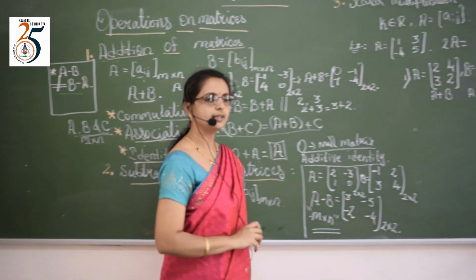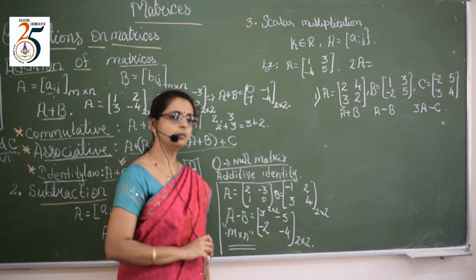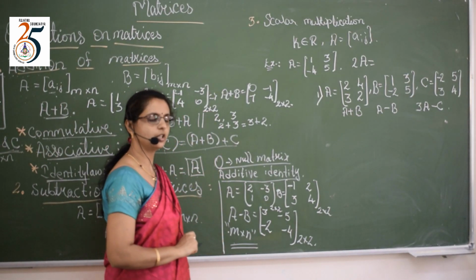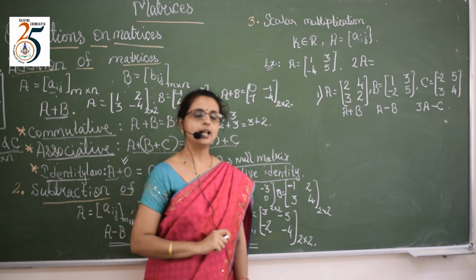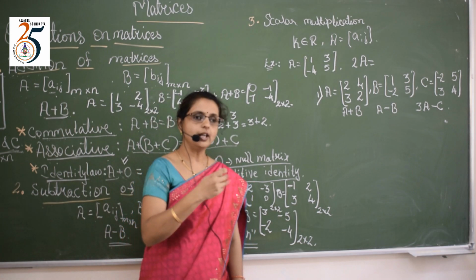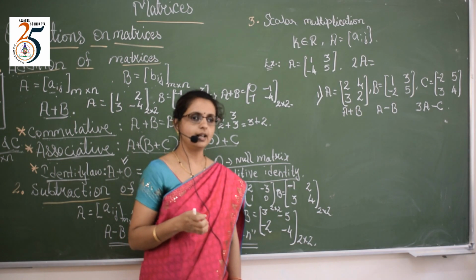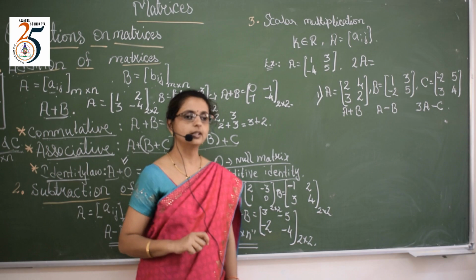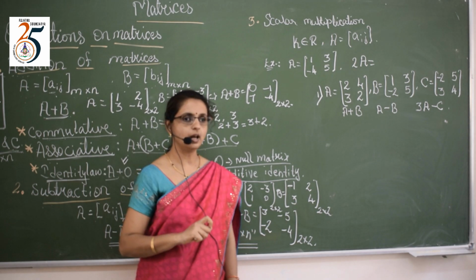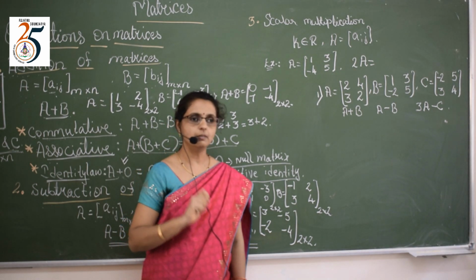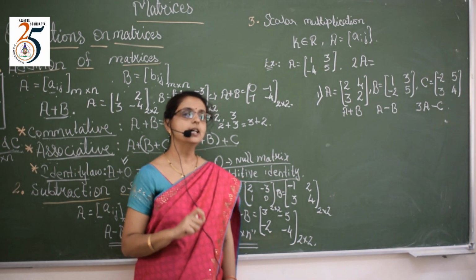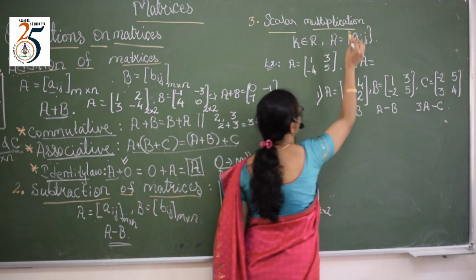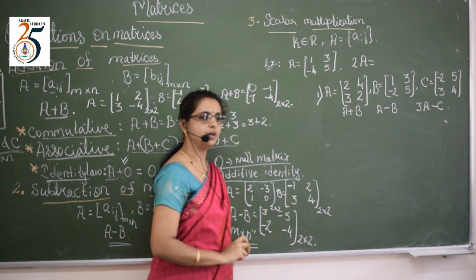On the same basis, let us proceed now to the third point, which is scalar multiplication. What do you mean by scalar multiplication? We will multiply a scalar, an independent number, into a matrix. Multiplying a real number with a given matrix is called scalar multiplication of the matrix.